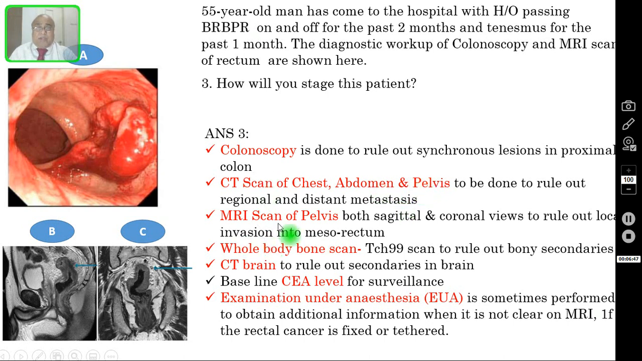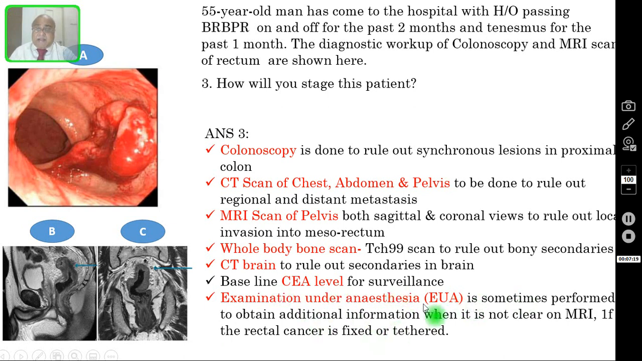That is the local invasion. You must also do MRI scan of the pelvis, both sagittal and coronal views, to rule out local invasion into the mesorectum. You can also do whole body bone scan, that is the technetium 99 scan, to rule out bony secondaries. CT brain also can be done to rule out secondaries in the brain. Baseline CEA level you must do for surveillance or to pick up the recurrence during the follow-up.